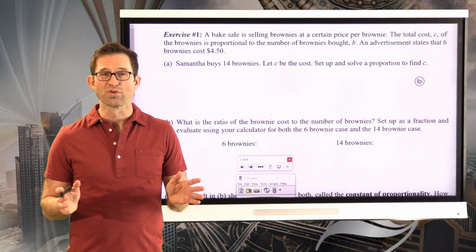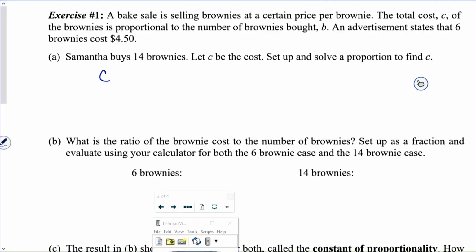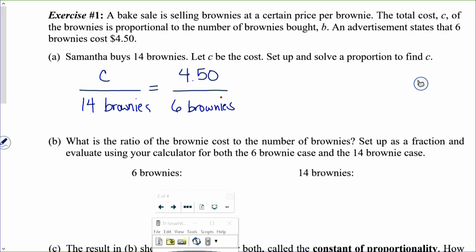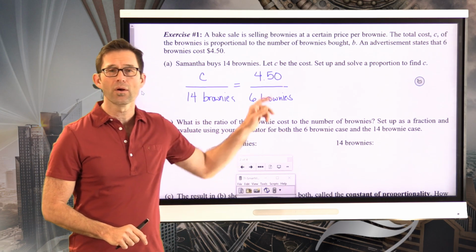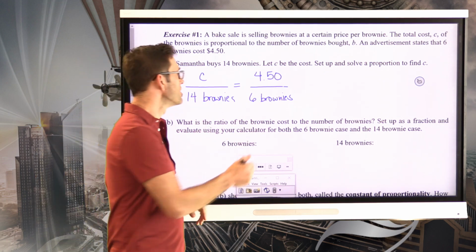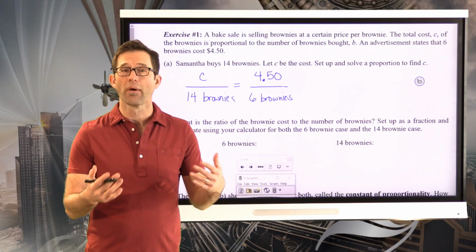So pretty much all proportions you set up and solve as follows. I'm looking for the value of C, that's my cost per 14 brownies, equals another cost, $4.50 per 6 brownies. I like to have those units there so that I make sure that if brownies are in the denominator here, they're in the denominator here. If the cost is in the numerator here, the cost is in the numerator here. Once I've done that, I'll drop the units and do my cross multiplying.